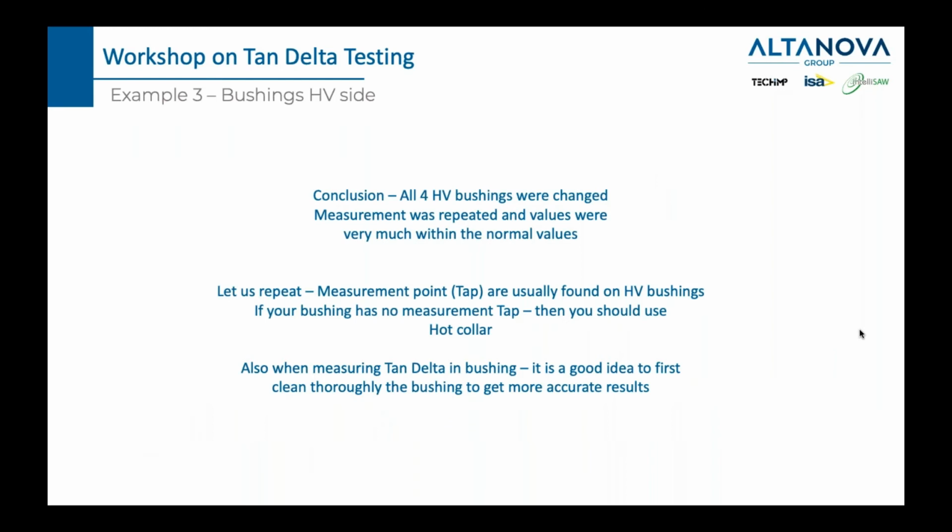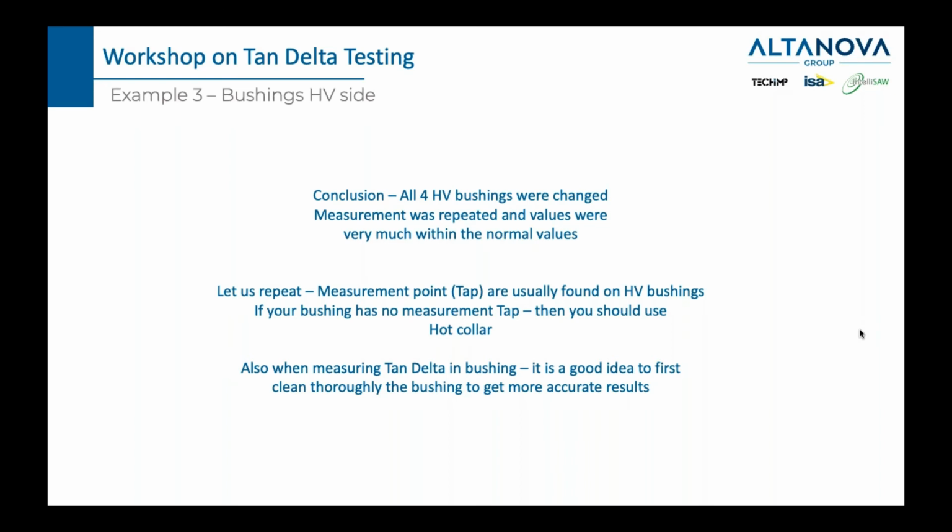What we did, all 4 bushings were changed, and then the test was repeated, and all the values were shown to be normal. So we need to take into consideration that if the value of the tan delta is suspicious, like too big, on the body, we will do the voltage sweep, and we would expect a straight line. If we get a line which changes and goes up and then down, or down and then up, then we have a problem.